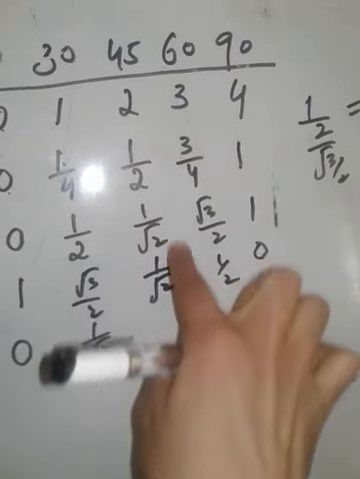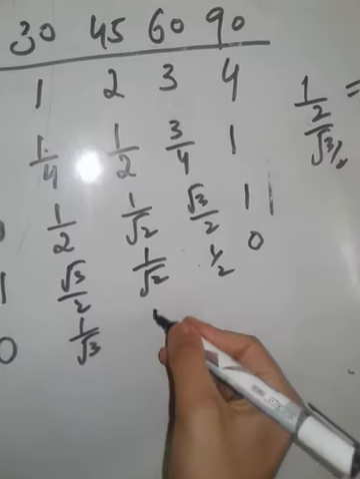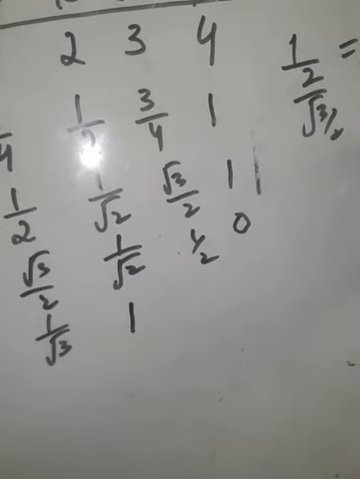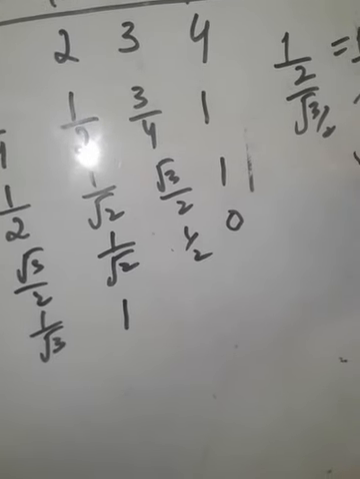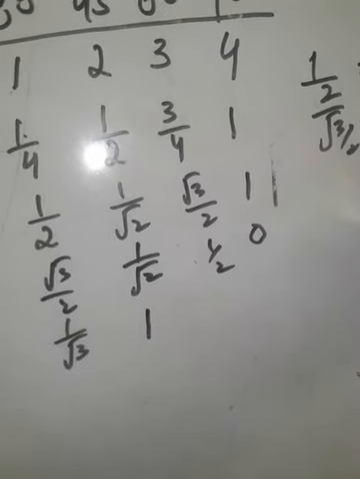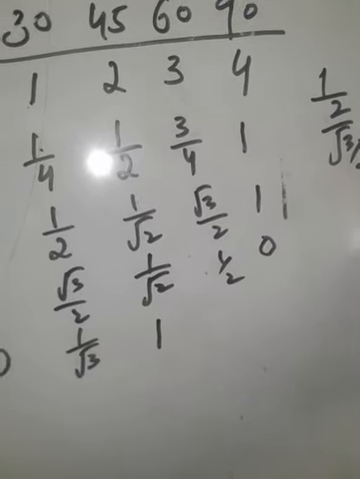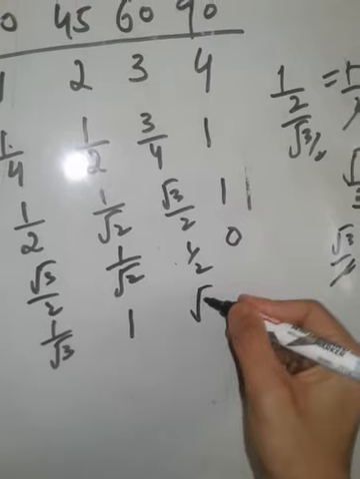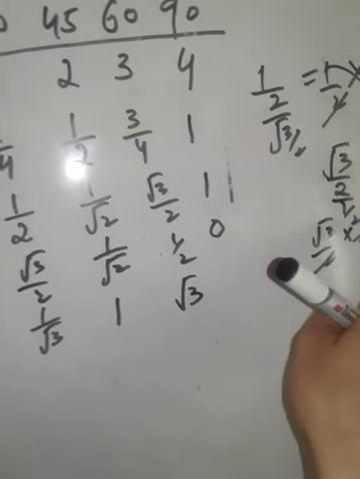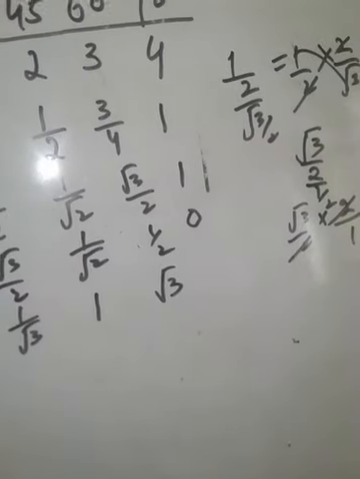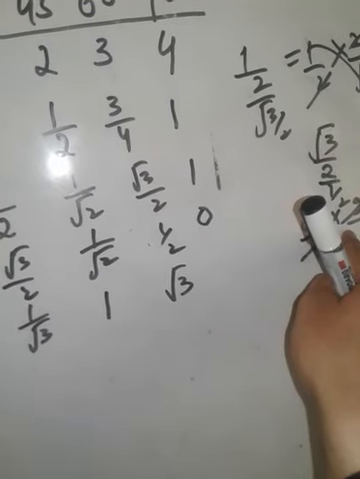Now 1 by root 2 divided by 1 by root 2, this is 1. Now for 60, divide sine 60 by cos 60, this is root 3 by 2 divided by 1 by 2, this is root 3 by 2 into 2 by 1, 2 and 2 go, this is root 3. And what we are doing here is just multiplying this number by its multiplicative inverse.